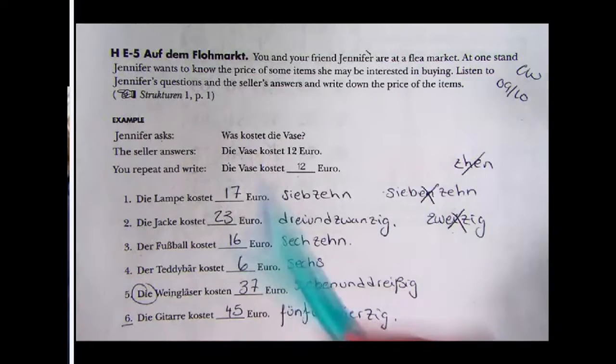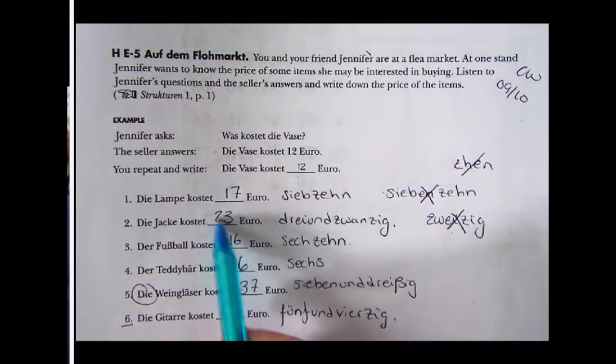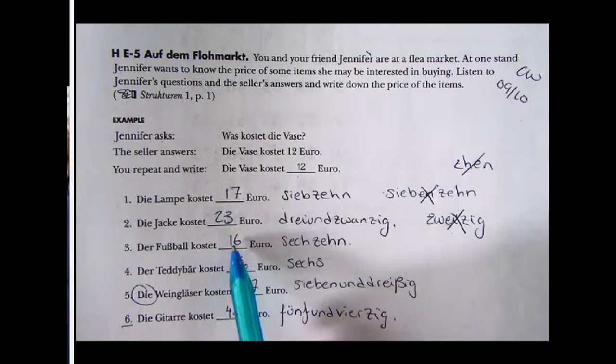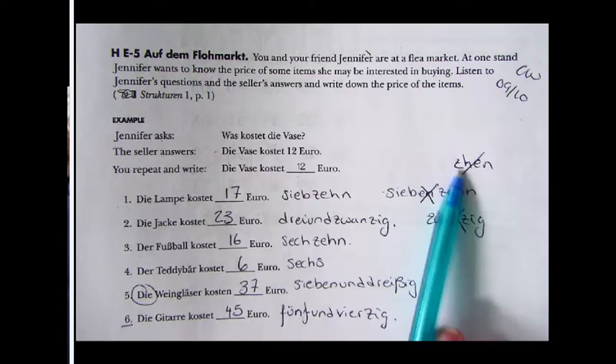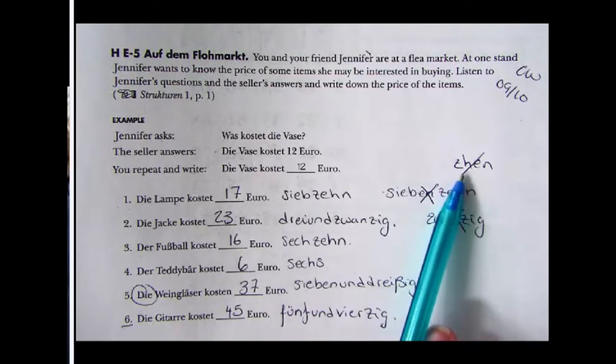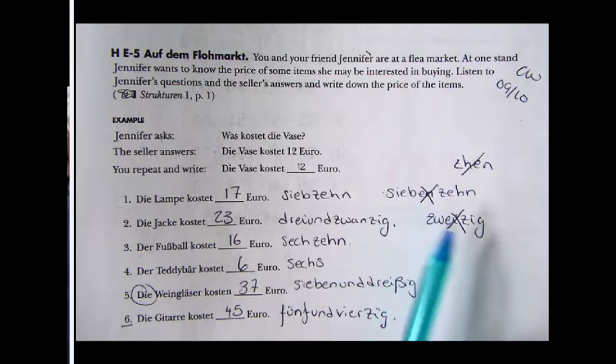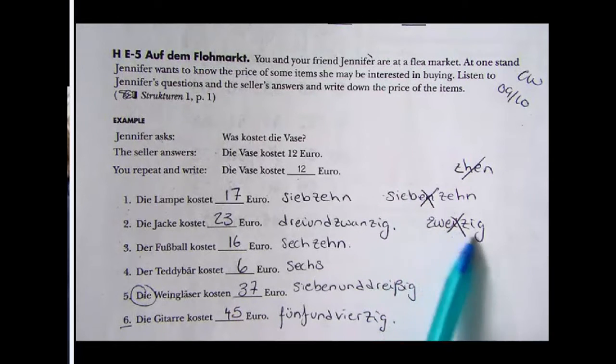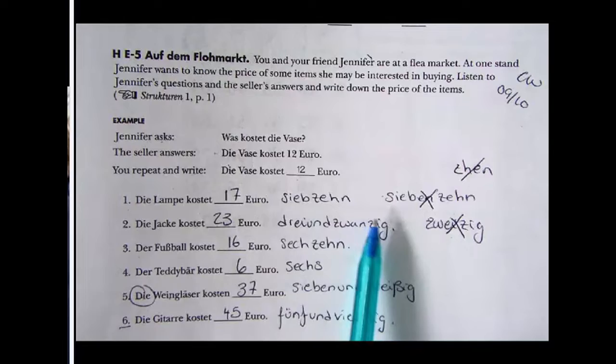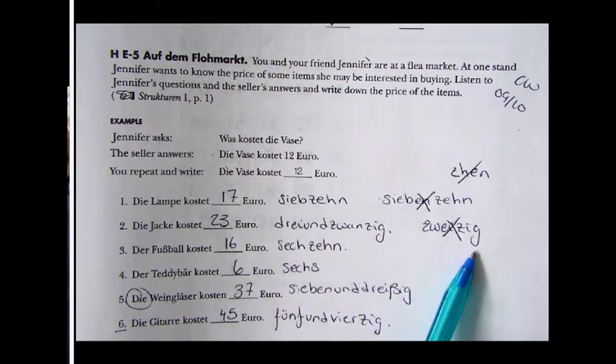We had 17, 23, 16, 6, 37, 45. Now, a couple of things. These are the common mistakes whenever you're spelling these things. Z-H-E-N, really common, not dropping the E-N on 17. And 20 instead of 20. So that's an A. It's not 20, it's 20.